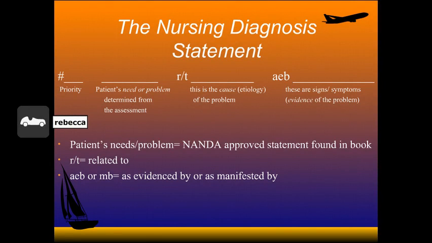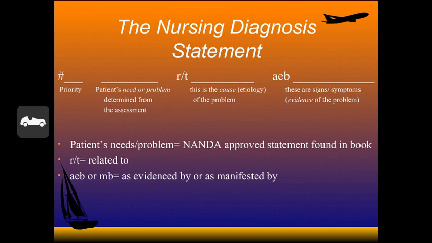There are three parts to the nursing diagnosis statement. The first is the patient's need or problem. You're going to be able to determine what that problem is by looking at all the assessment data on your concept map. It's what's going on that's the problem for your patient. The related to, this is the cause or etiology of the problem. What caused it? So for example, if the patient's problem right now is pain, the related to could be a surgical incision, because that's what's causing the pain.